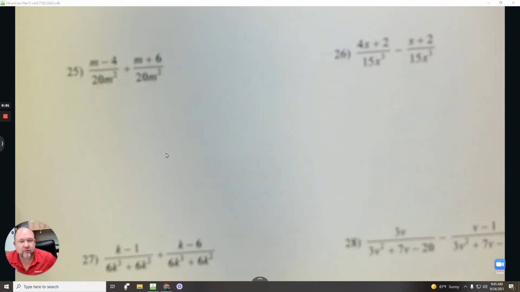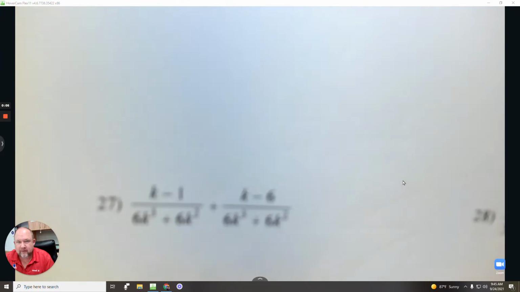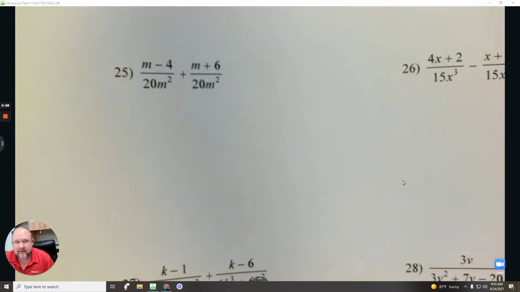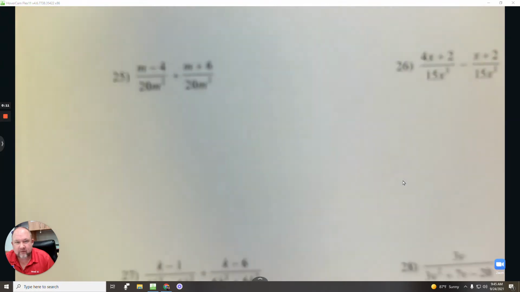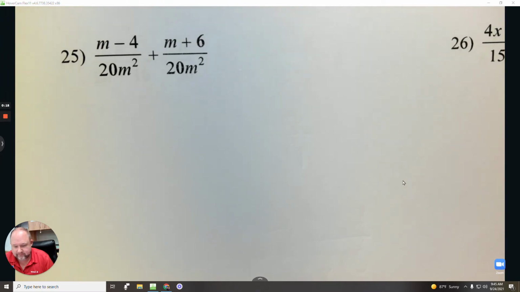All right, question number 25. This is adding and subtracting. The key is common denominators. My camera is having a hard time focusing, so I'm going to try my best to get it back into gear. So I want you to notice for number 25, they are common denominators. So just add or subtract the numerators.